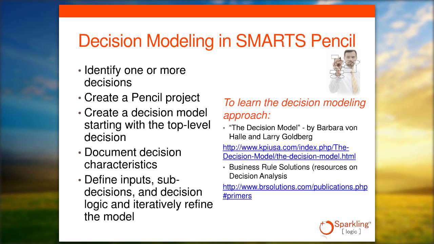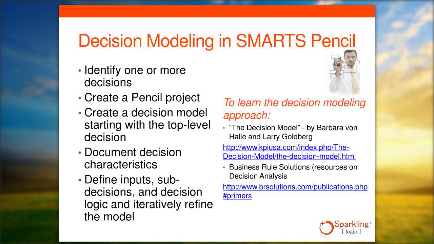And so once you identify your decision, you're going to create a project in Pencil and start creating that decision model with the top level decision. So in our example, is this applicant eligible for this loan product? Then you're going to capture the characteristics of the decision. How frequently is it made? How frequently does it change? And how long do you have to make the change? Who's the business owner of the decision? All of those sorts of characteristics. Which processes is it a part of? Which tasks within the process?